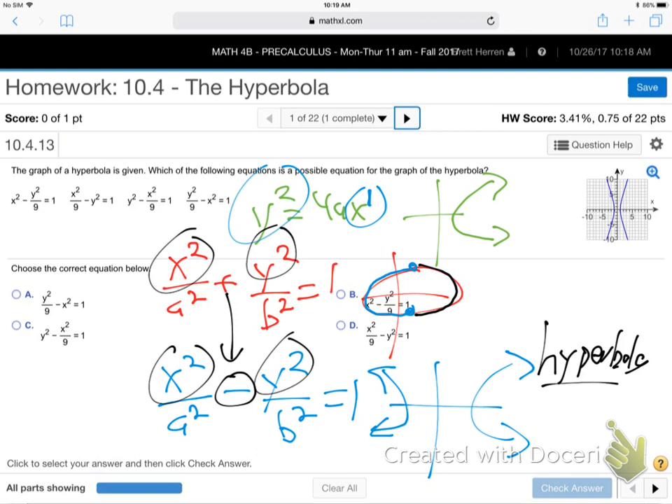The ellipse has a positive relationship. They're turned towards each other. The hyperbola has negative. The two branches have turned away, and the parabola just has one branch because it only has one letter squared. So there's the basic look, if that's helpful to you. So let's go on to the particulars.